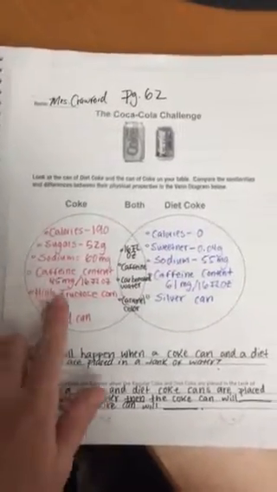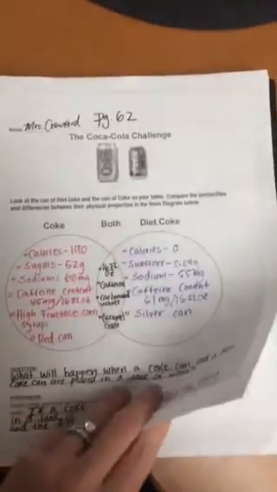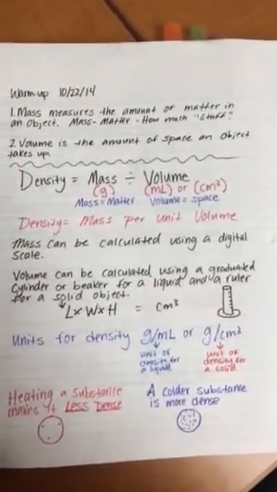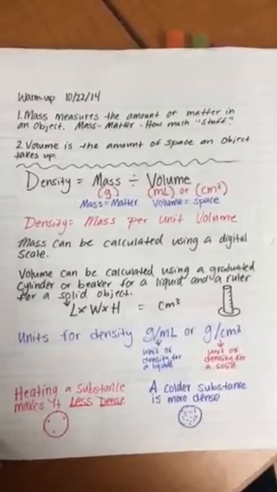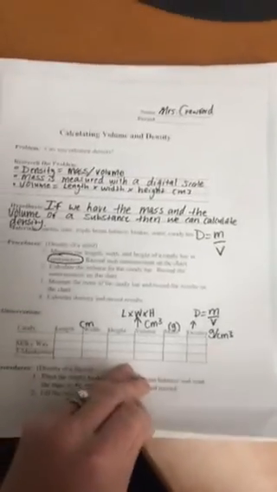This we compared Coke versus Diet Coke and the similarities, and we talked about why one sank and why one floated. On page 63 is a warm-up from October 22nd, and then we explained the equation for density as well as what happens to different substances. On page 64 is calculating the volume and density.